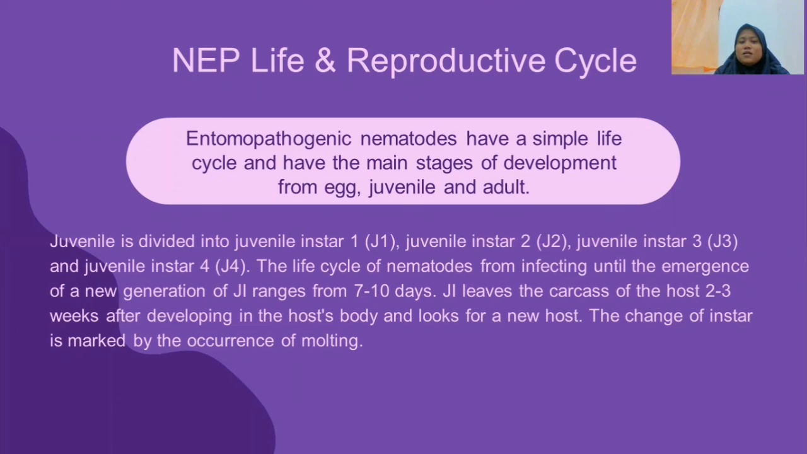The change of instar is marked by a period of molting. So the reproduction of EPN continues until the nutrients in the host body are exhausted. Infective juveniles leave the host and search for a new host. Infective juveniles can survive without food for several months until they find a new host.